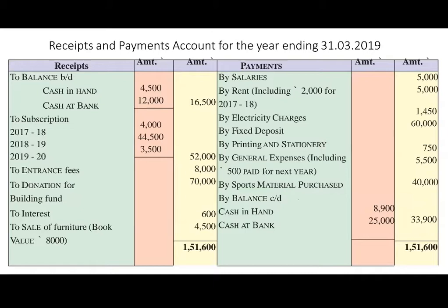Payment side का part समझा? Any doubt is there? I hope everyone is recording with me. They are doing this, they're solving this problem by themselves.